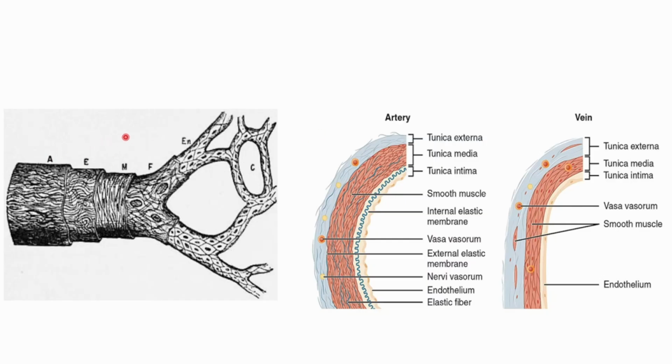I have given two images here to have a clear understanding. You see layer number 1, 2, and 3. And in this image, we have artery and vein structure. Similarly, in artery, in this image, three layers are seen.